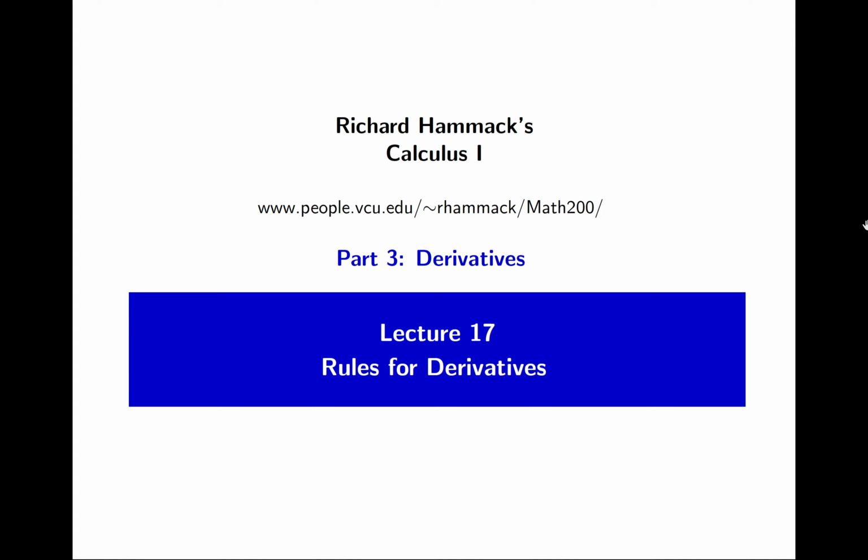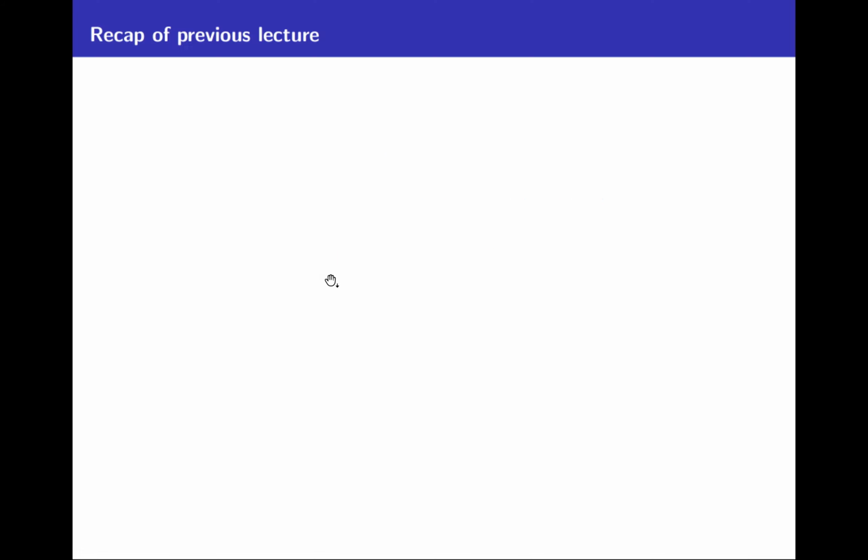As you've seen, computing a derivative of a function with the limit definition can be fairly complicated, and sometimes it's prohibitively complicated. The good news is that there are certain rules for finding derivatives that allow us to bypass the limit in many situations. So that's the topic of today's lecture 17, rules for derivatives. Of course, this builds on what we had before, so let's recap the previous lecture.